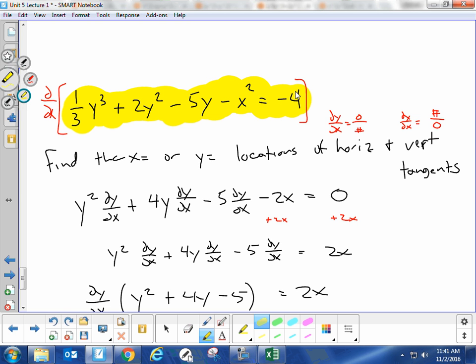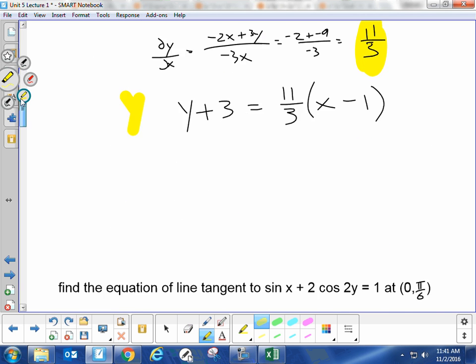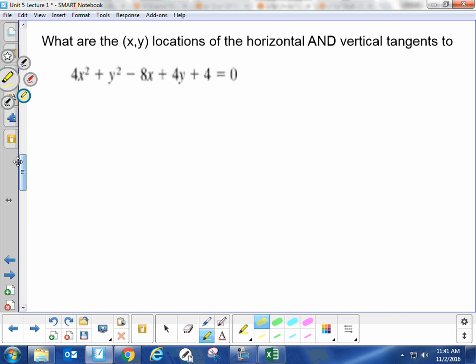And if I tried to plug in negative 5 and 1, maybe for 1 it's going to be easy, but for negative 5 it's not going to be easy. So for certain situations, you will be asked just the x equals or the y equals. But for other situations, you will be asked, what are the xy locations? So find your x equals, find your y equals, and then plug it into your original. Go.